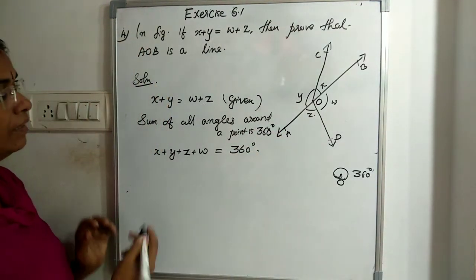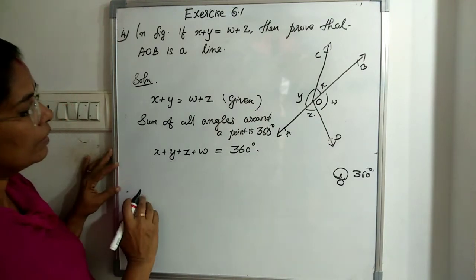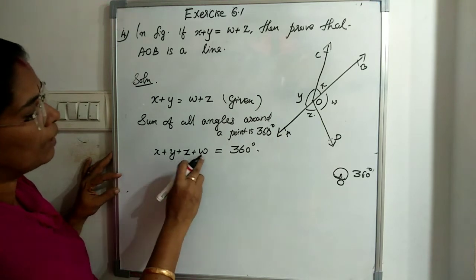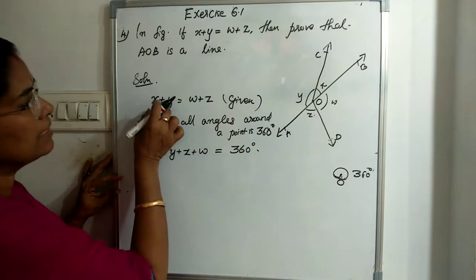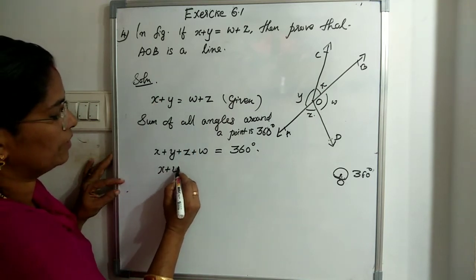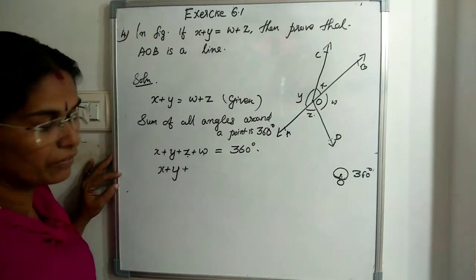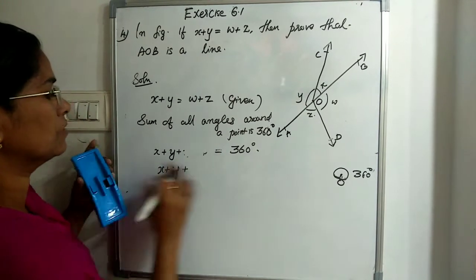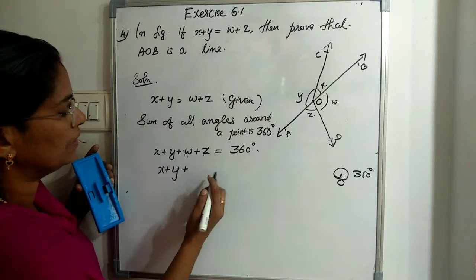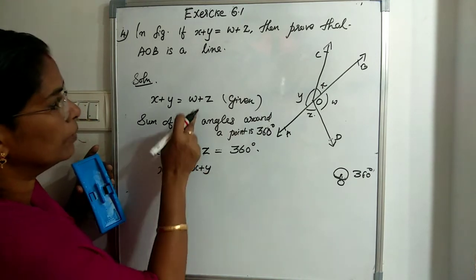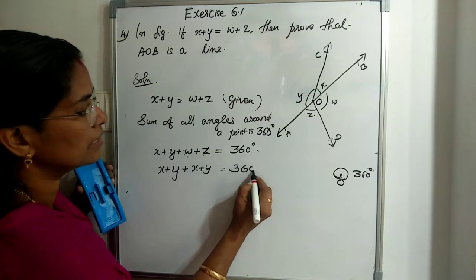x plus y plus z plus w is equal to 360 degrees. Already given, x plus y is equal to w plus z. So instead of this, we can write x plus y. Changing the order, we can write x plus y plus w plus z. Instead of w plus z, we can write x plus y because these are equal, it is given. That is equal to 360 degrees.